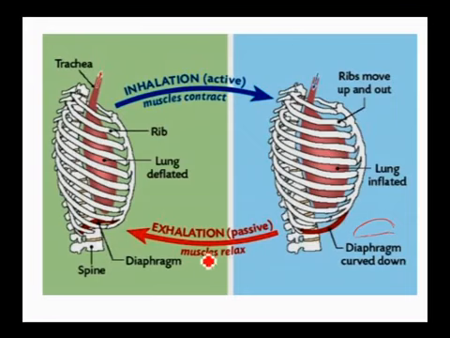But in exhalation, the muscles which had contracted relax. Ribs move inwards and downwards. The flattened diaphragm becomes dome-shaped. As a result, the air gushes out.